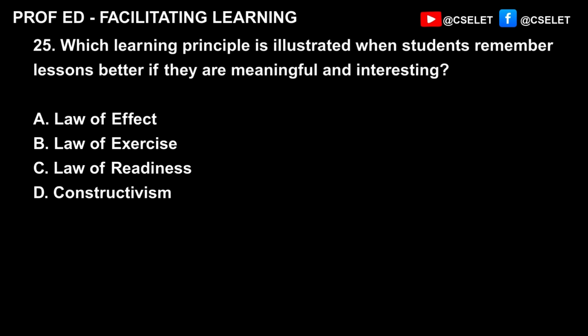Which learning principle is illustrated when students remember lessons better if they are meaningful and interesting? A. Law of effect. B. Law of exercise. C. Law of readiness. D. Constructivism.